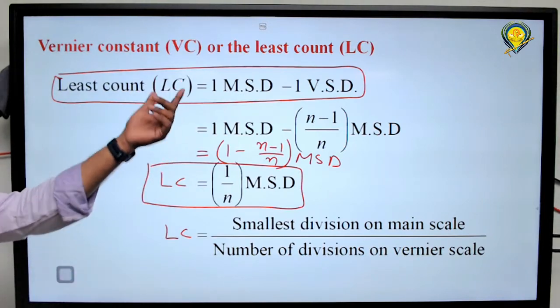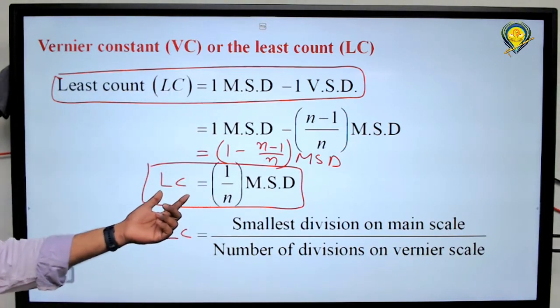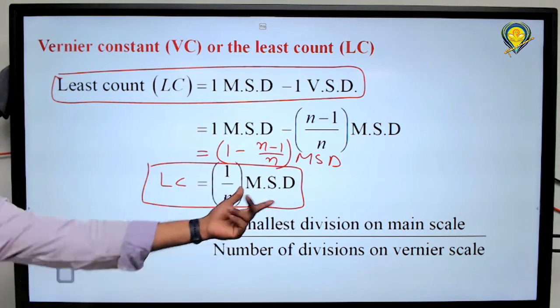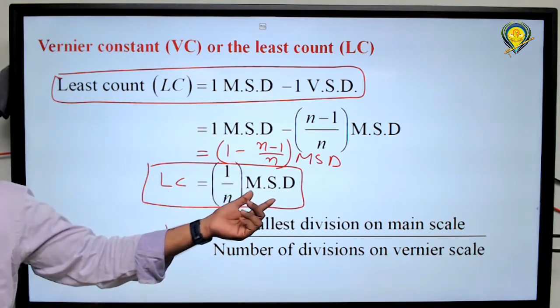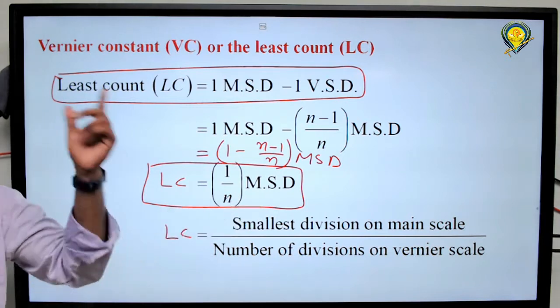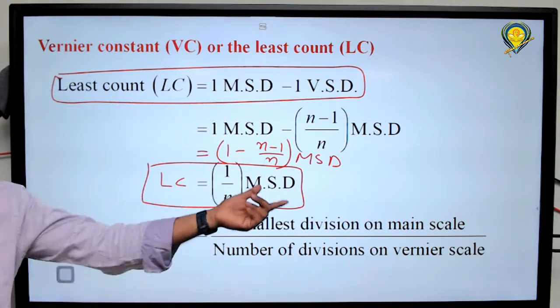We can use that formula directly. For that one, what is the least count? 1 by n into main scale. If the question is given as n vernier scale divisions coincide with n minus 1 main scale divisions, then the least count is this formula. Directly we can write. If that condition is satisfied, then we can write this one.